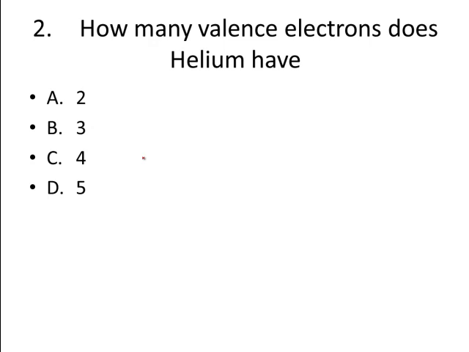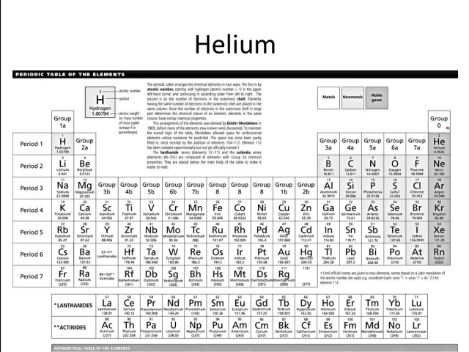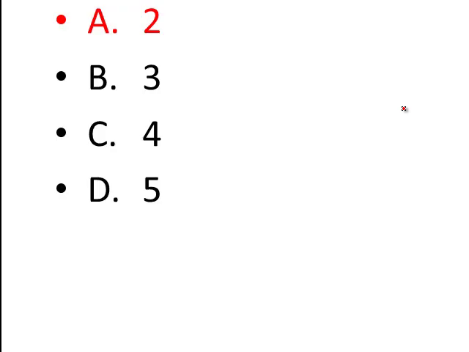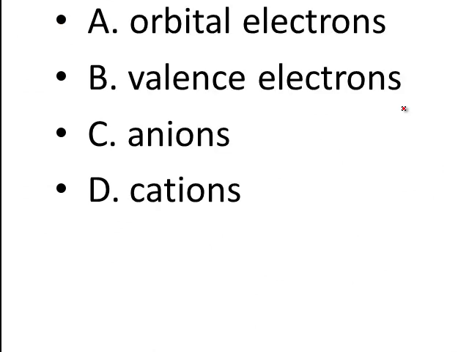Now let's go to our next question. How many valence electrons does helium have? Helium doesn't follow this rule, of course, it's the exception. But we all know that the atomic number for helium is 2. We can look at helium in terms of electron configuration. Its electron configuration is 1s2. So it has 2 electrons, and they're both in period 1. So the answer to how many valence electrons helium has is 2.